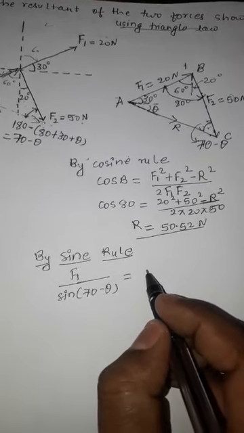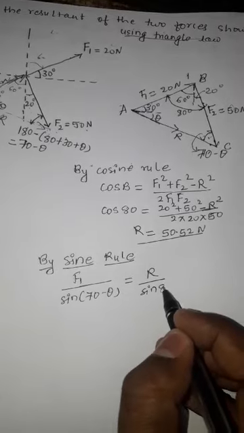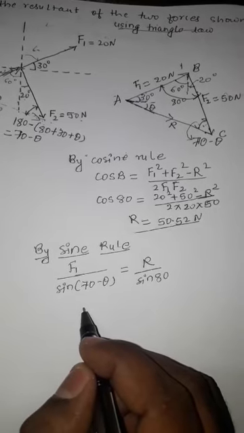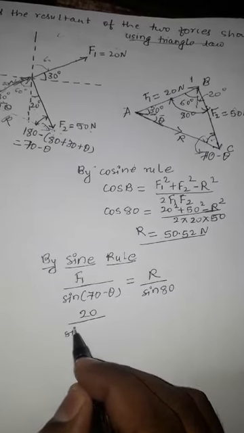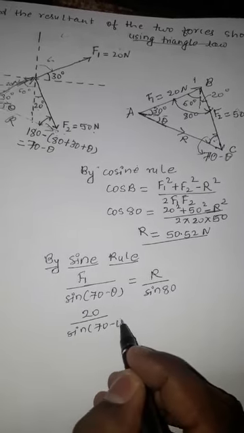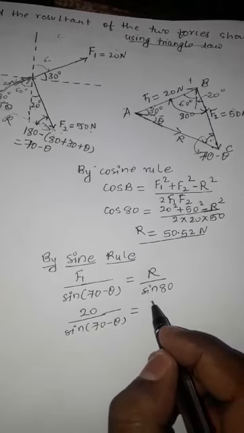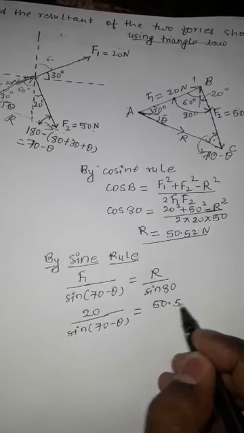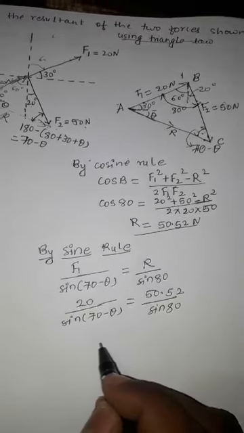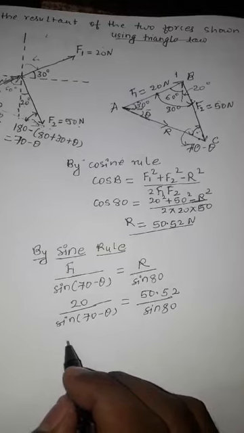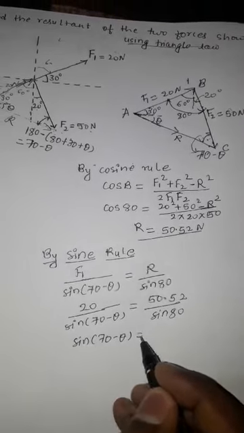Next I am applying R over the opposite angle, sine 80. Now applying this, I am just going to put the value of F1 as 20, sine(70 minus theta) equal to the R value we have calculated, 50.52 divided by sine 80.